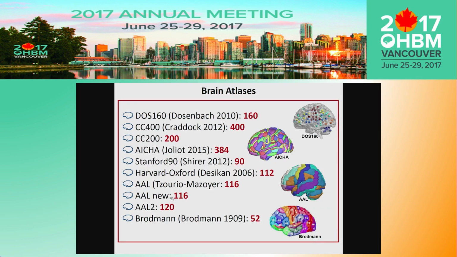So we used 10 different brain atlases here. The first 5 are functional atlases, and the next 5 are structural atlases. The Dosenbach 160, the Craddock 400, Craddock 200, and so on. And here are some representations of these atlases. They have different numbers of parcellations and nodes.